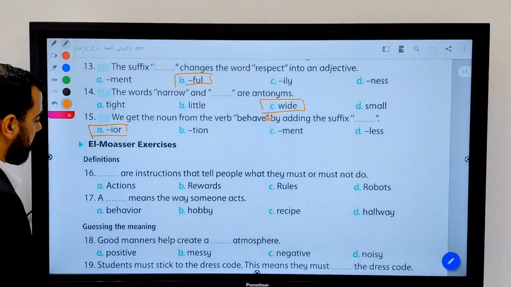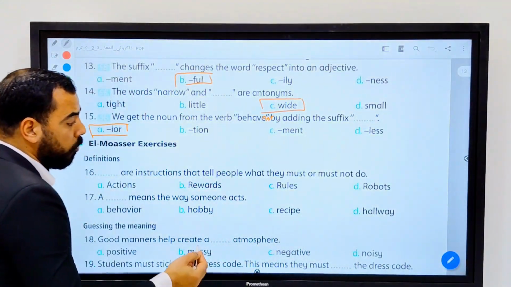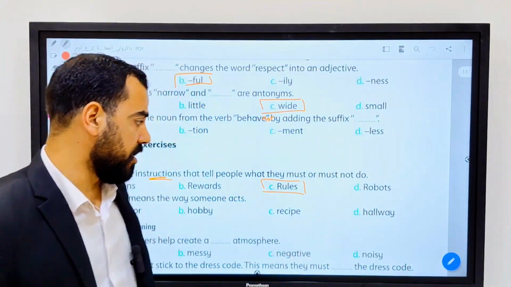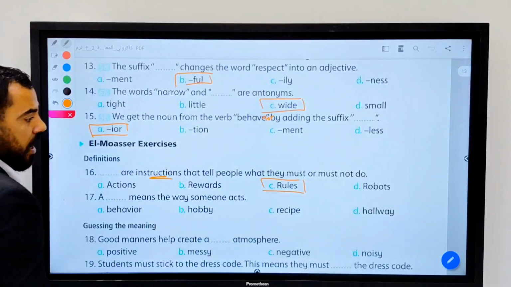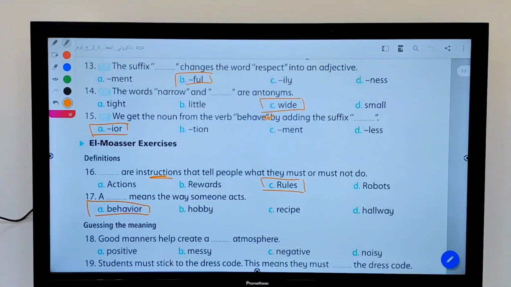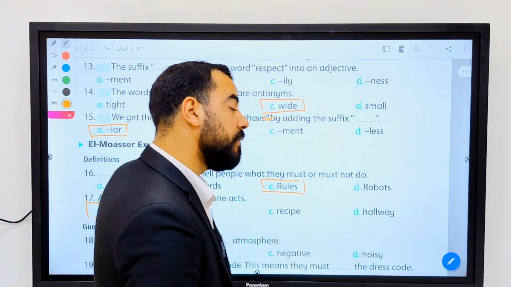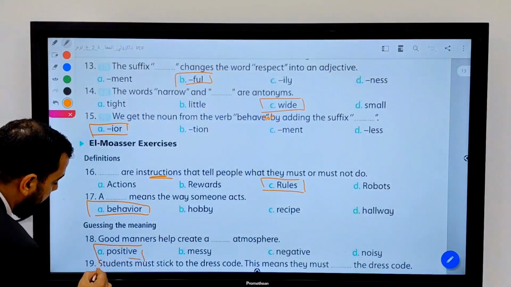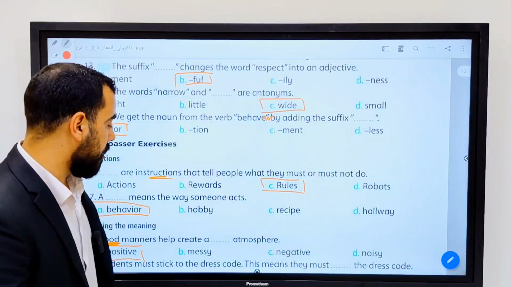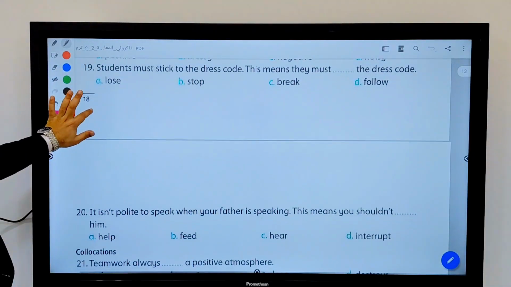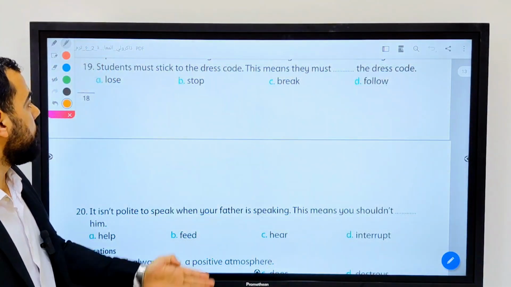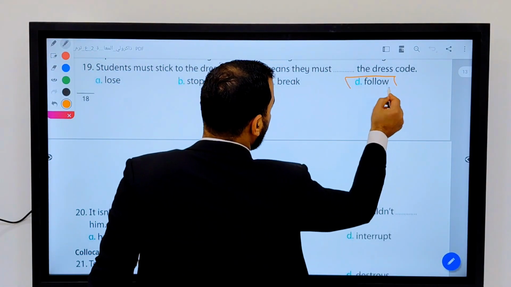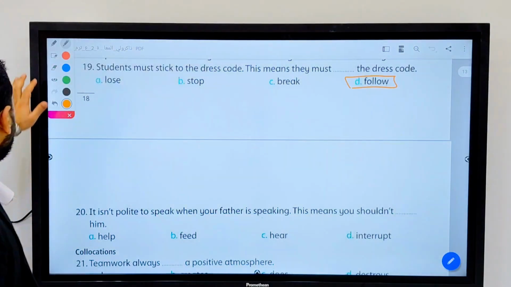Okay, yes. Let's move to the exercise on definitions. Rules are instructions that tell people what they must or mustn't do. Behavior means the way someone acts, the way in which you act. Okay, you act in a good behavior or in a bad one. Guess the meaning. Good manners help create a positive atmosphere. Good manners, they are good, so they help to create a positive atmosphere. The last question in this page. Students must stick to the dress code. This means that they must follow the dress code. Okay? They must wear their uniform. Okay, let's move to the next page.